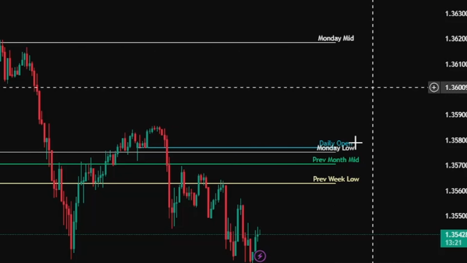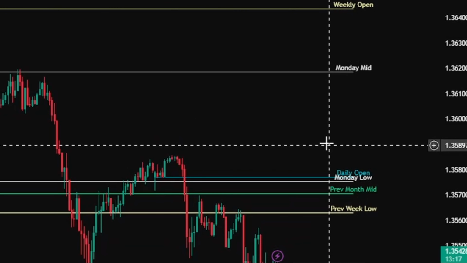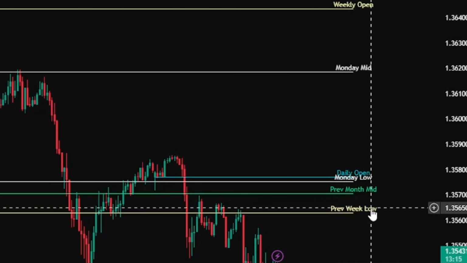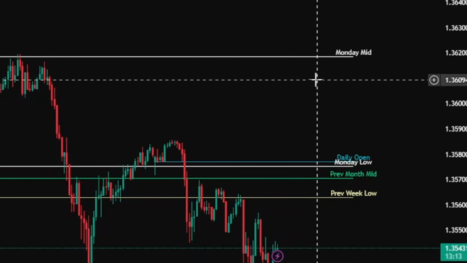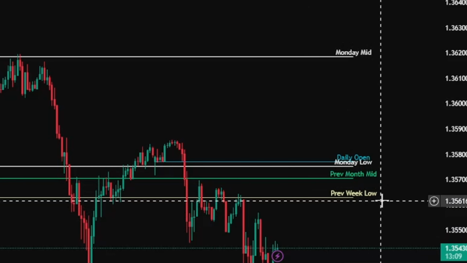So looking at the chart right here, you can see that we have different identifiers. We have the weekly open, we have the Monday mid, we have the daily open, we have the Monday low, previous month mid, and previous week low.